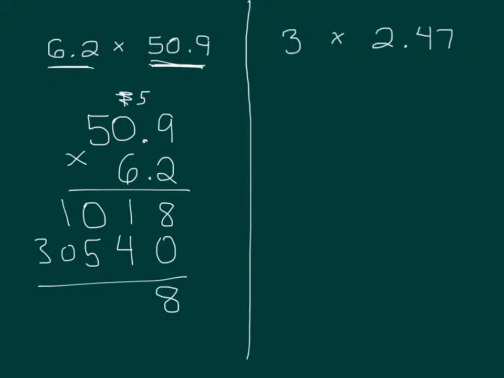8 plus 0 is 8, 4 plus 1 is 5, 5 plus 0 is 5, 1 plus 0 is 1, and 3 plus 0 is 3. And so now I've got my digits in my answer, and it's time for me to place the decimal point.